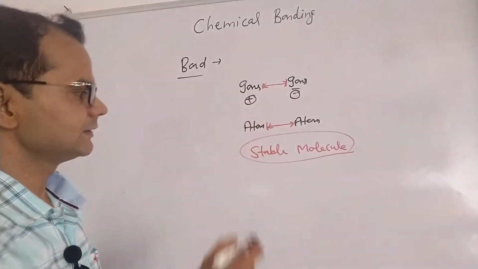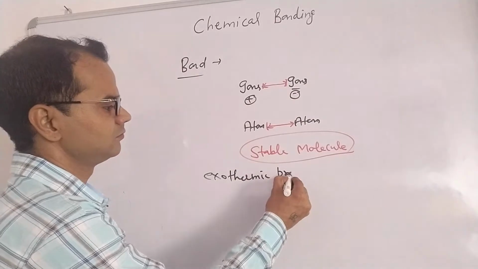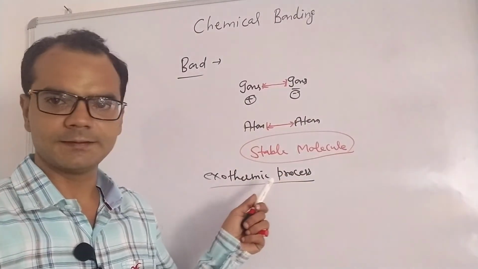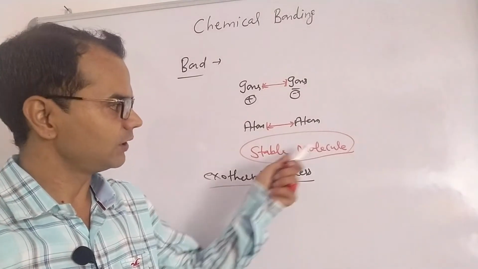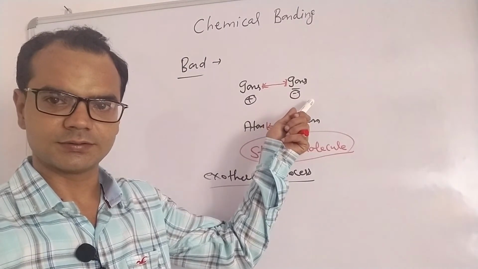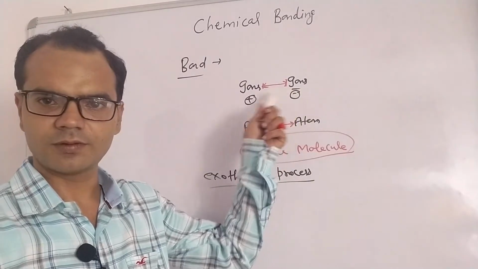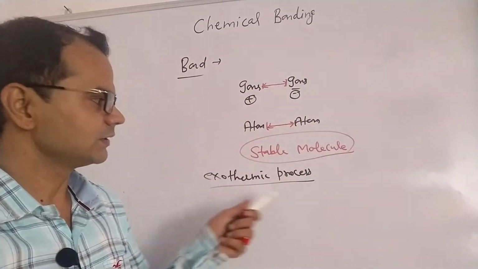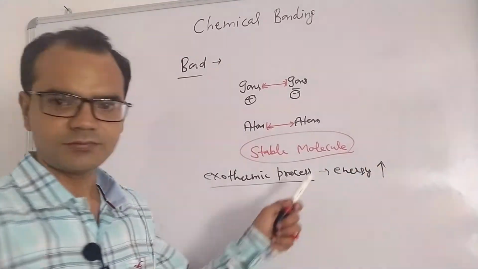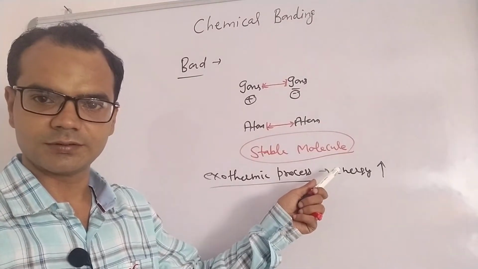And bond formation is an exothermic process. So molecules formed are more stable than atoms or ions. Why? Because energy is released during bond formation. Right?